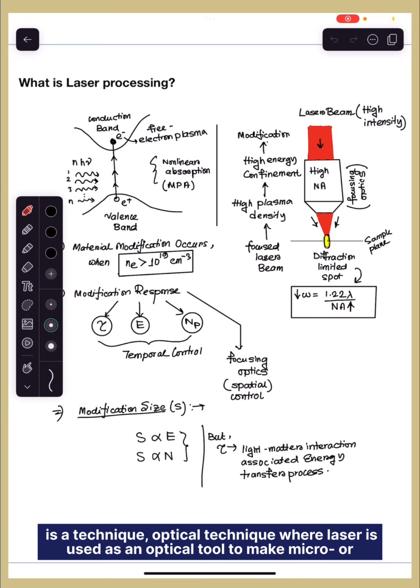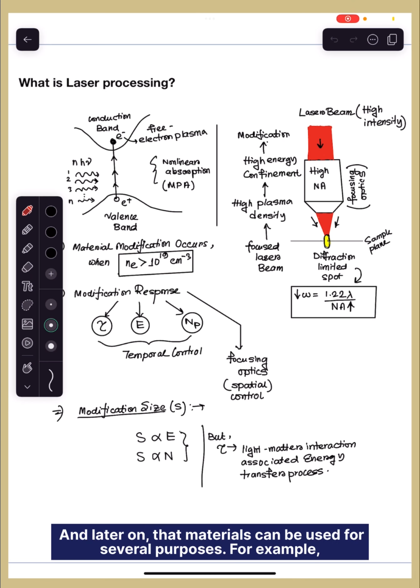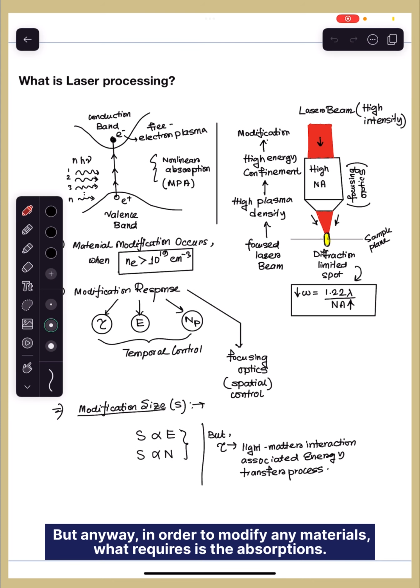laser processing is basically a technique, an optical technique, where the laser is used as an optical tool to make micro or nano fabrication in the bulk or on the surface of transparent materials, and later on those materials can be used for several purposes. For example, optical waveguides, optical resonators for sensing applications, and many others. But anyway, in order to modify any material, what is required is absorption, and absorption of what?